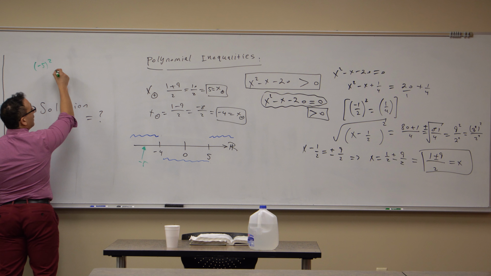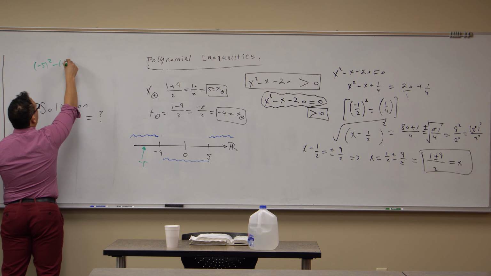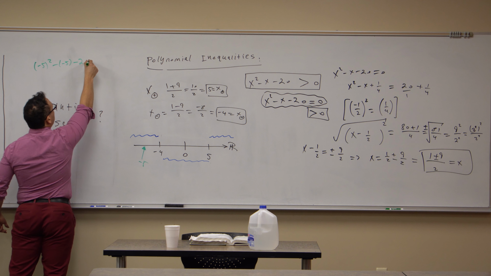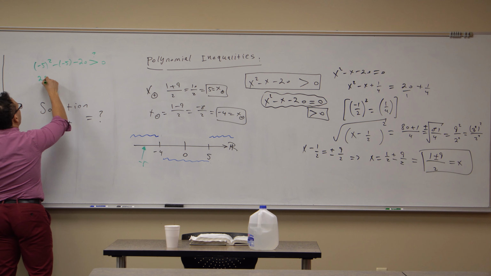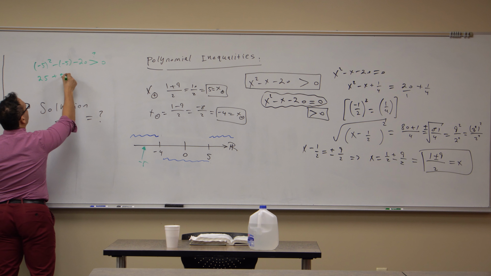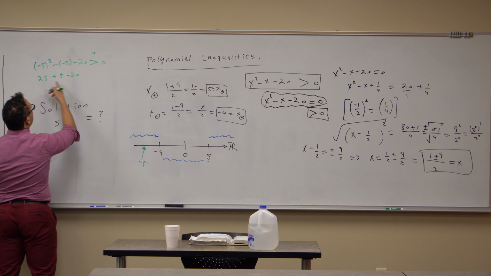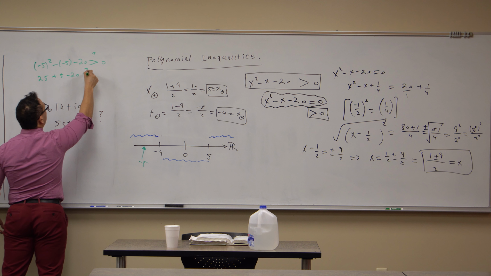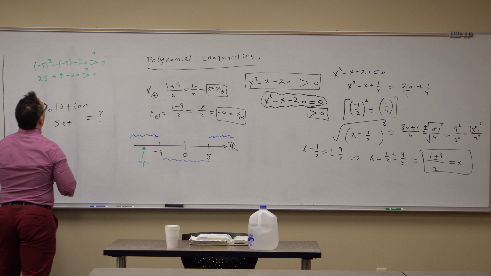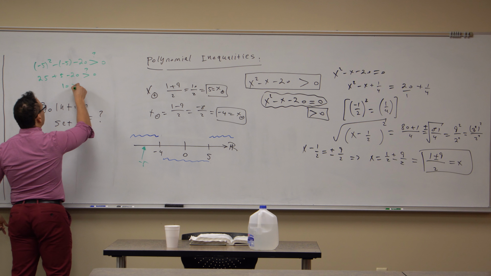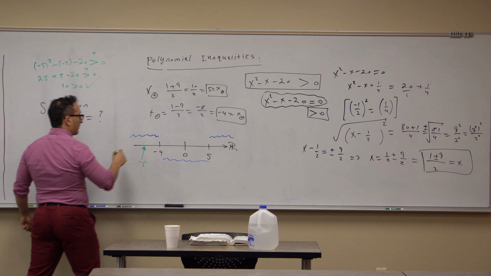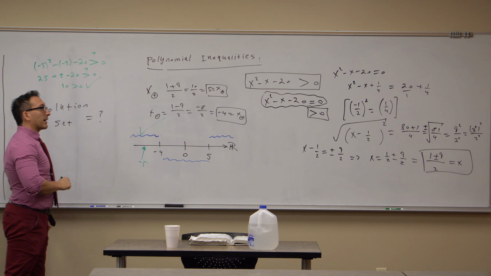Negative 5 squared minus negative 5 minus 20. Is this greater than 0? I'll put a question mark. Well, this becomes positive 25. This becomes plus 5. This becomes minus 20. So this ends up being, is this greater than 0? That's what we want to know. Well, 25 minus 20 gives me 5. 5 plus 5 is 10. So this is 10 is greater than 0. And it is. So this value works. So I put a check mark on that value.